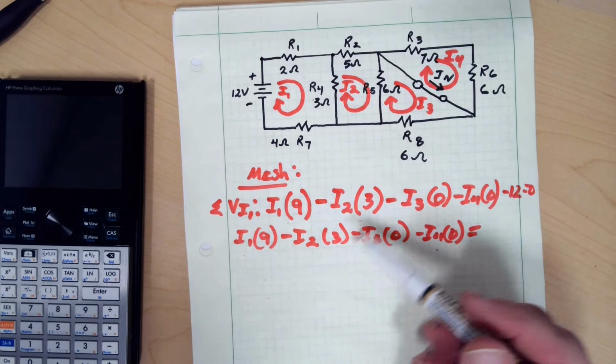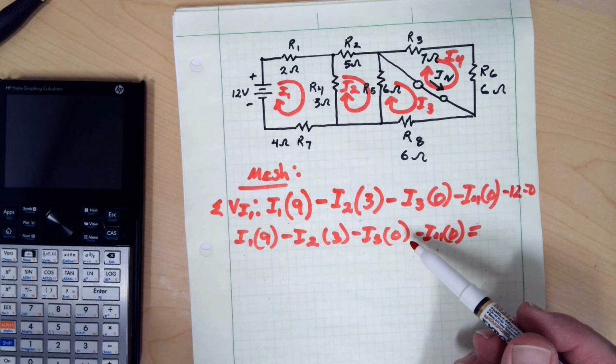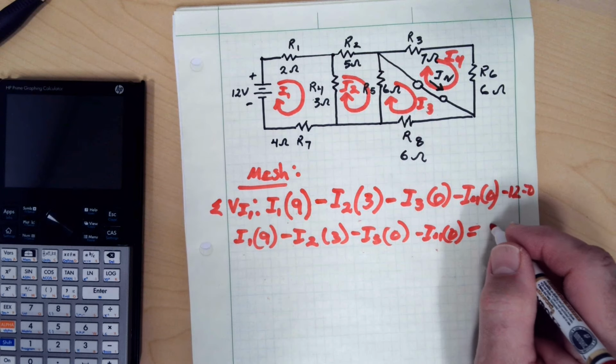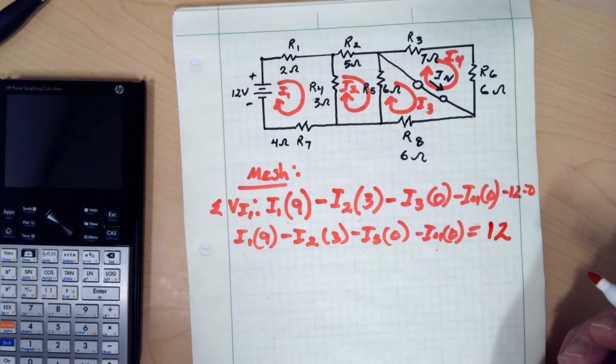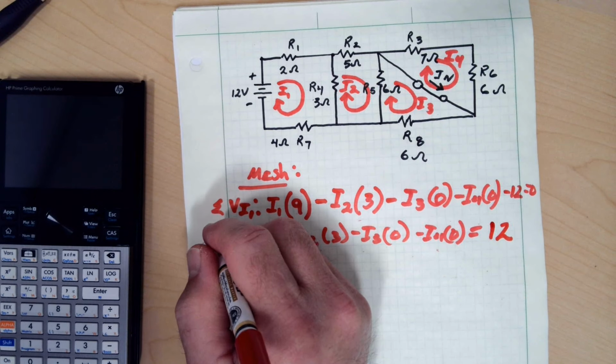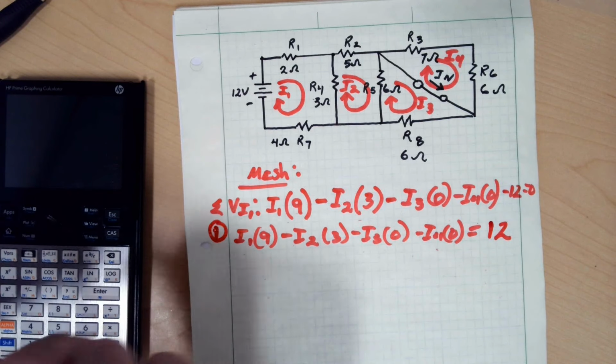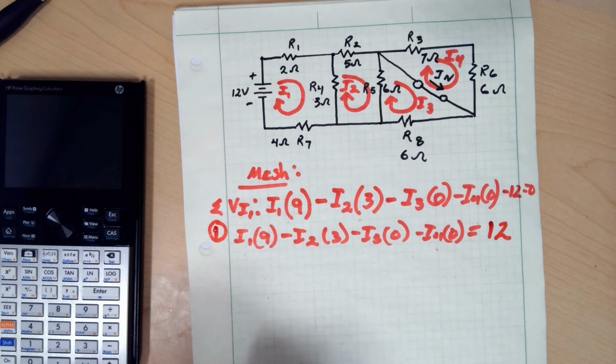So, we're collecting all these terms, and I'm going to take the minus 12 to the other side, and that simply becomes 12 volts. Okay, and that is our first equation. We've got that one out of the way.